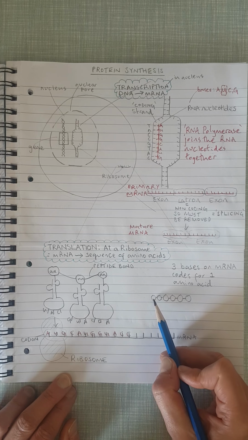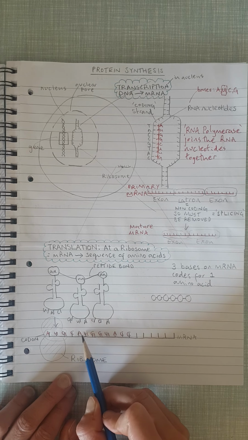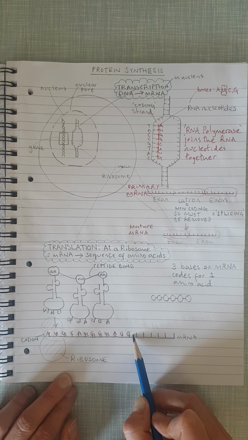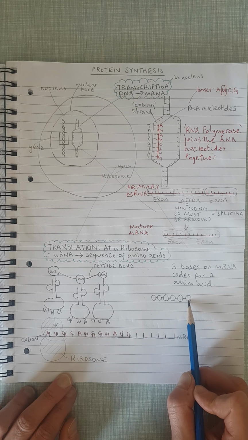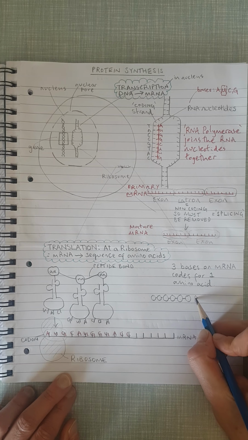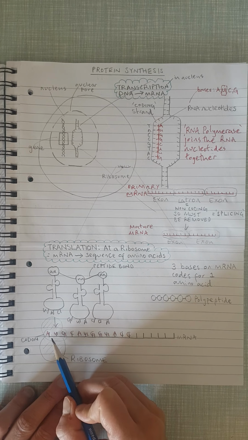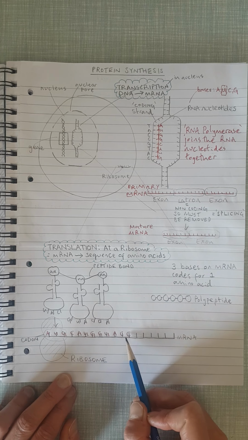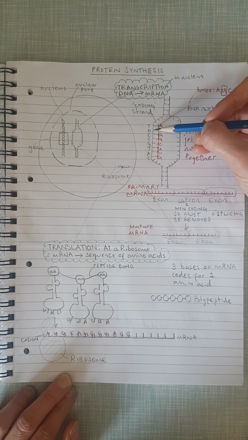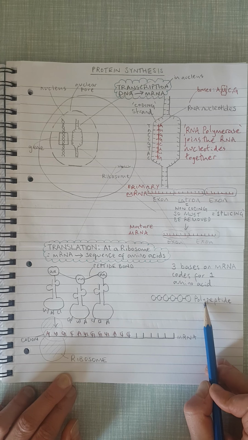Now what's important is that this sequence of amino acids has been determined by the sequence of bases on the mRNA. Just say that again, that's quite important. So the sequence of amino acids, the order in which the amino acids are joined together in the polypeptide, has been determined by the sequence of bases in the mRNA. And of course, we learned earlier that the sequence of bases in the mRNA is determined by the sequence of bases in the DNA. So what's really happening is that this sequence of bases in the DNA is determining the sequence of amino acids in the polypeptide.